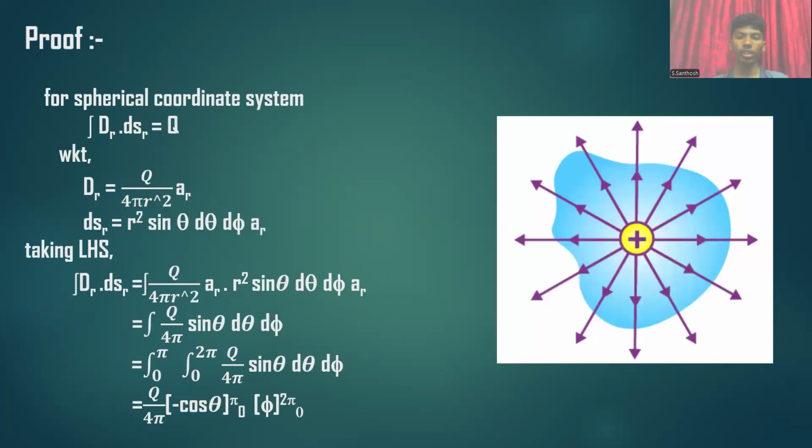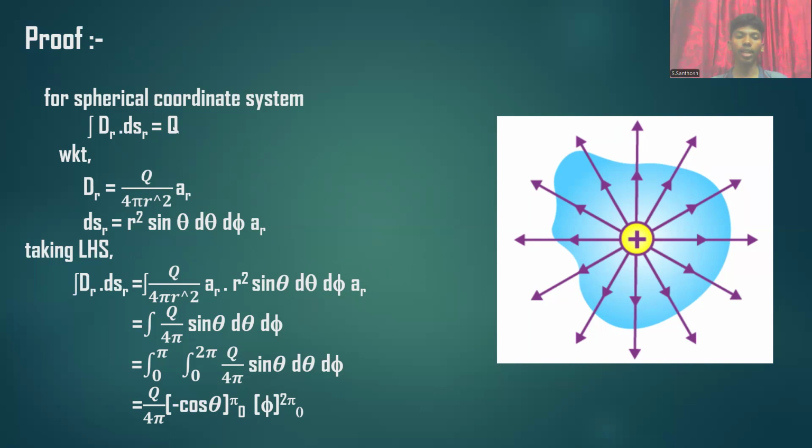So for proving the above equation, we'll consider the spherical coordinate system where the integral of D_r dot dS_r is equal to Q. And we know that D_r is equal to Q by 4 pi r square into a_r cap, and dS_r is equal to r square sine theta d theta d phi a_r cap. So now consider taking the LHS, where the integral of D_r dot dS_r, substituting the values of D_r and dS_r, we get the integral of Q by 4 pi r square a_r cap dot r square sine theta d theta d phi a_r cap.